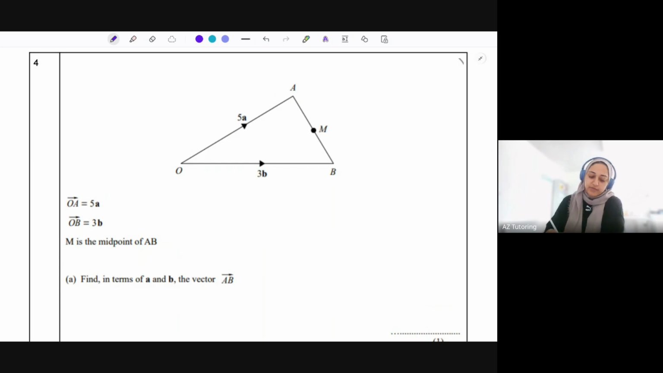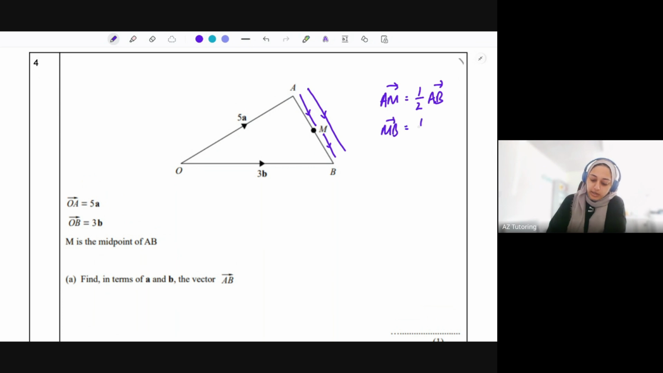So what's the relevance of that? Well, if I find the vector AB, so say all of this vector here, then AM, so this here, AM would be half of all of AB. Likewise with MB, that would also be half of all of AB. So that's the relevance of telling us that M is the midpoint of AB.